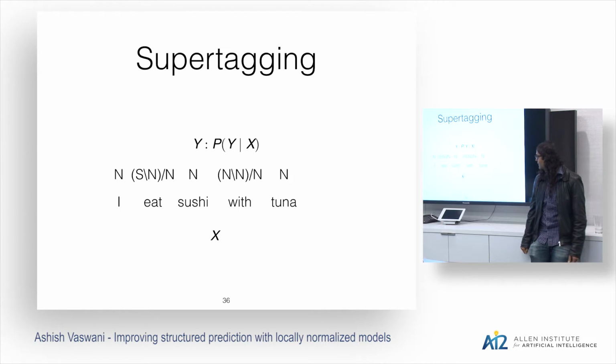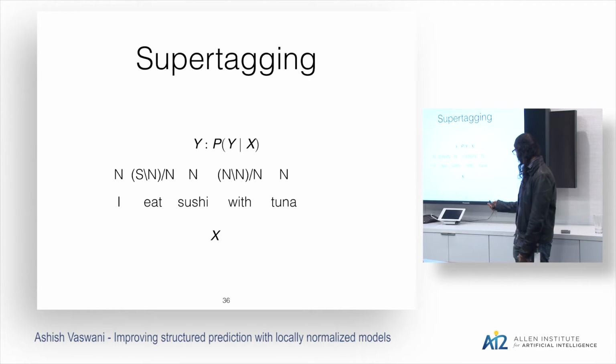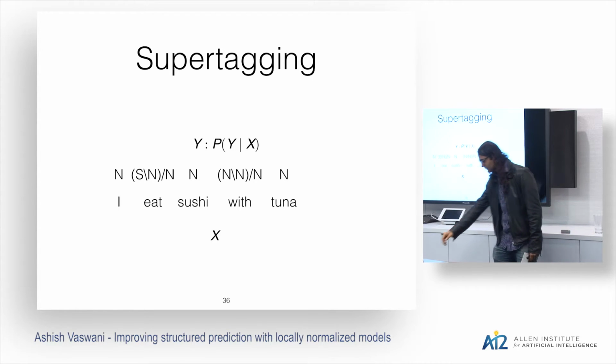So here you have this noun modifying preposition that takes a noun to the right and returns a noun, takes a noun to the left and returns a noun. You have eat that takes a noun to the right, a noun to the left, and returns an S. And again, we're going to be looking at conditional probabilities. So the probability of a supertag sequence is modeled as a conditional probability.